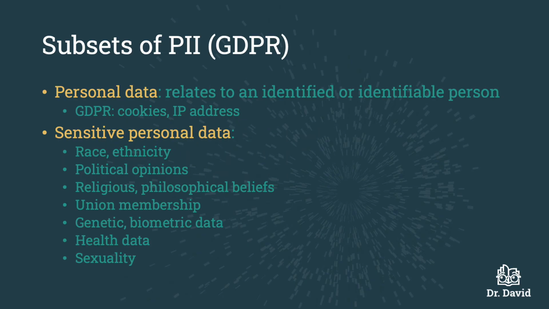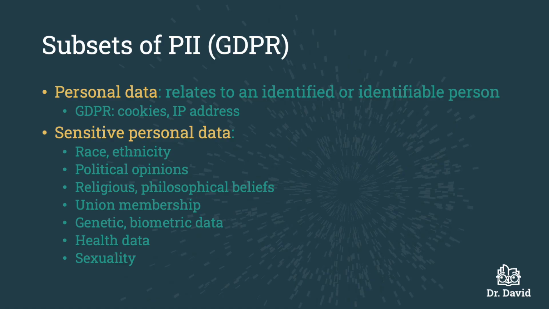Two more subsets of data that you need to know for the exam come specifically from the GDPR, or the European Union's General Data Protection Regulation. Two subsets of data that belong to the GDPR are personal data and sensitive personal data. Personal data relates to an identified or identifiable person. Under the GDPR, for example, cookies and IP addresses are considered personal data.